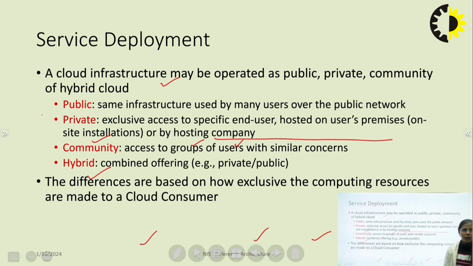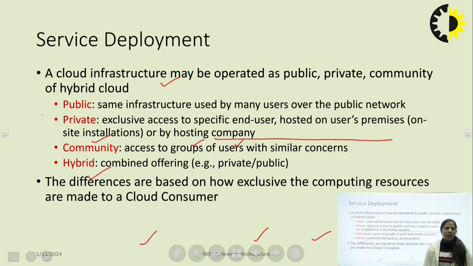Then we are having a private, which is used on the user's premises. For example, if I'm working in AKGEC or any company, it will be accessed within this particular organization only. So it is exclusive for the particular end users.